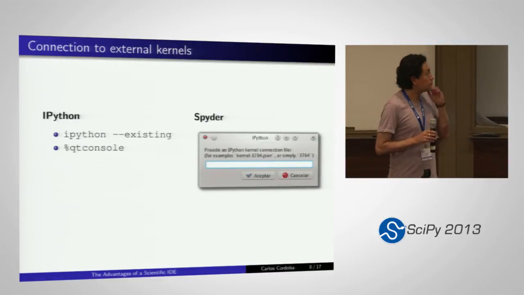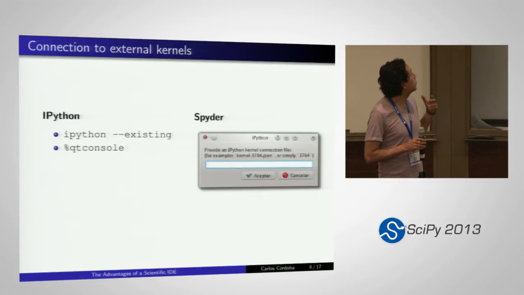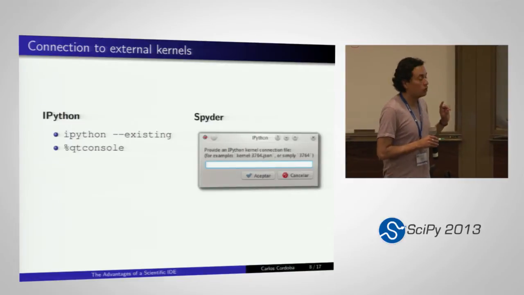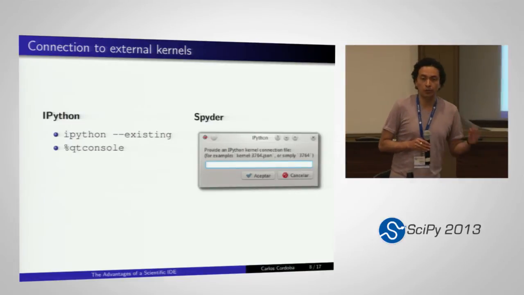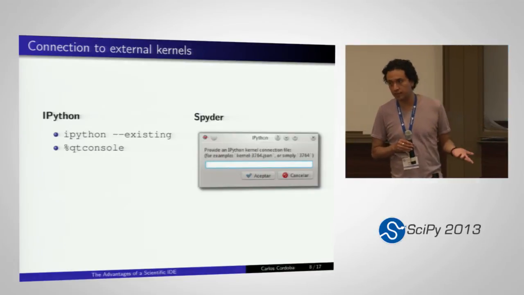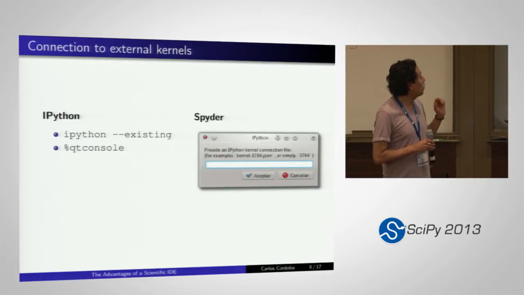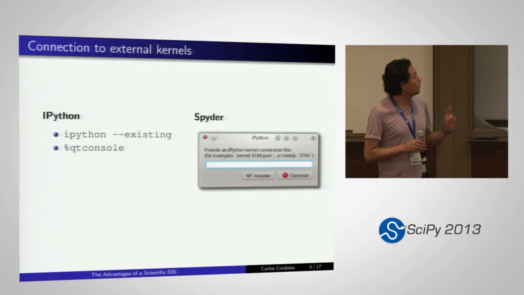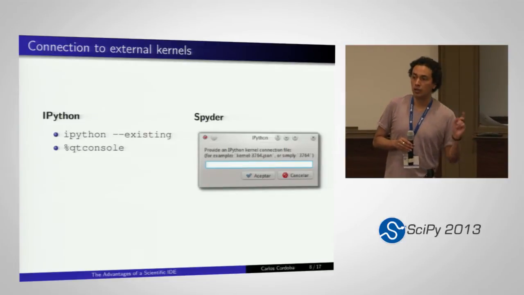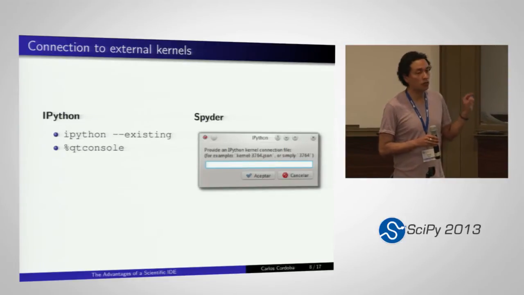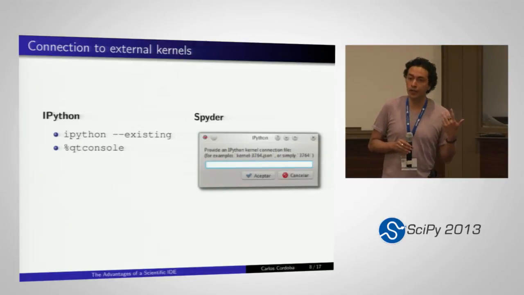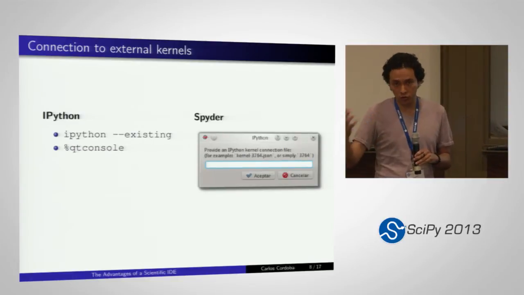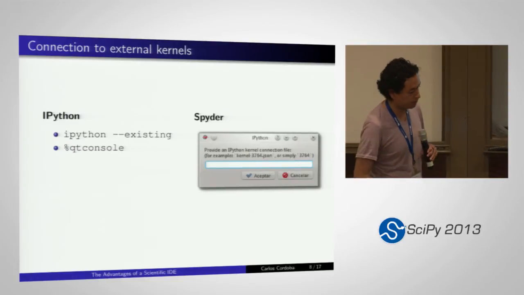The third thing that we've been working on in IPython is connecting to external kernels. To connect to an external kernel, you have to use in IPython the option --existing from the command line, or the magic qtconsole, as Fernando showed in the main talk. Whereas in Spyder, we offer the user a Qt dialog, and he just needs to enter in that dialog the kernel ID of the kernel he wants to connect to. And besides, we open a new Qt console connected directly to that kernel.